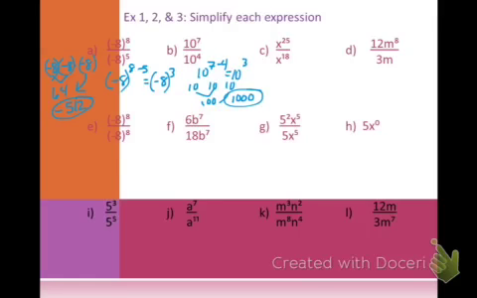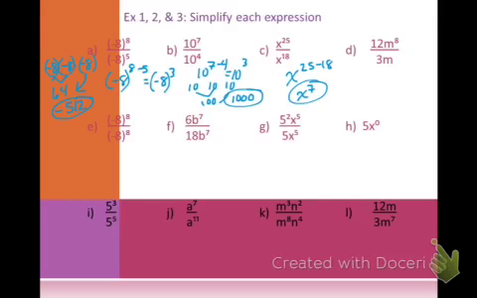C. Your base here is only x. And you go 25 minus 18. You're subtracting your exponents. So x to the 7th power. And that's all you could do. We don't have another number to find out the answer to it.